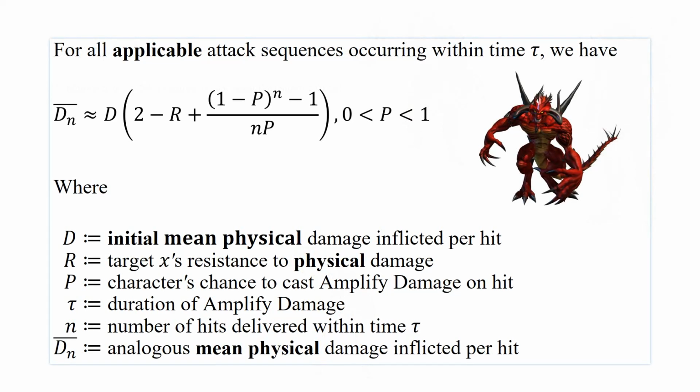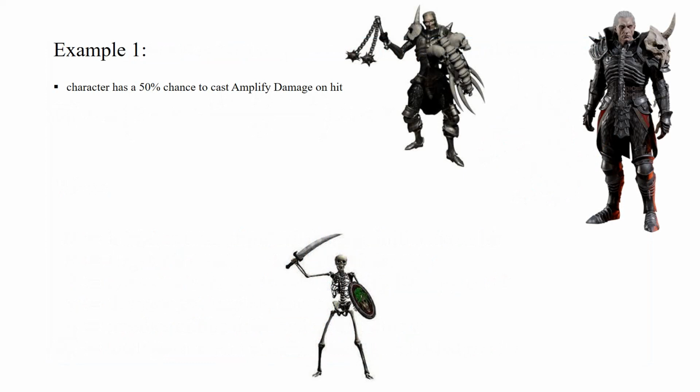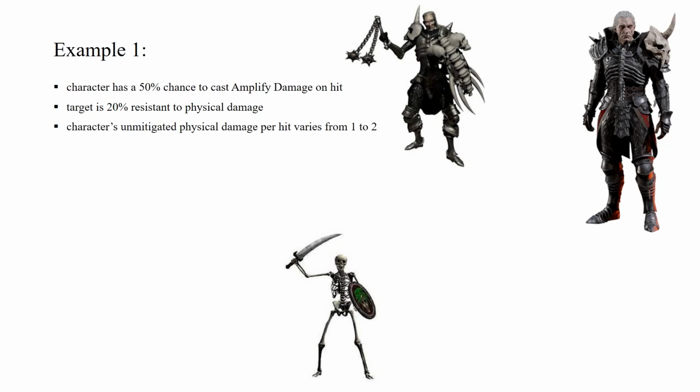All right, so now that we have this equation, let's do some examples. In this first example, which again I gave in the summary of this video, we assume that a character has a 50% chance to cast amplified damage on any particular hit. We suppose that the target is 20% resistant to physical damage, that the character's unmitigated physical damage per hit varies from 1 to 2 inclusive, and that the character hits the target twice within time tau, where tau again is the assumed duration of amplified damage.